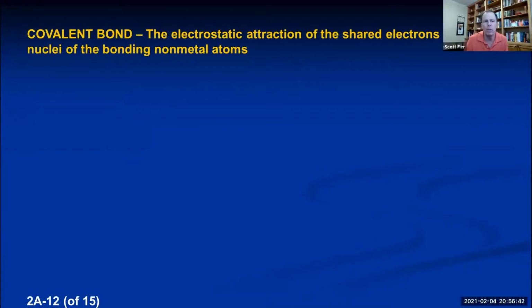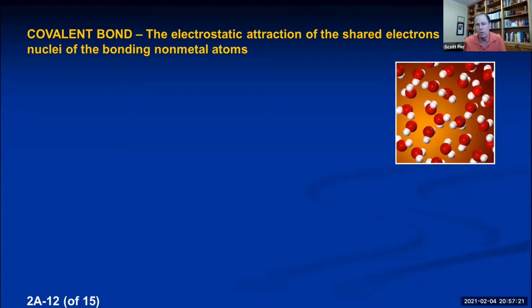And that attraction we call a covalent bond. And it's the electrostatic attraction of those two shared electrons, what we draw the dash for, to the nuclei of the bonding atoms on either side of it. So it's the electrostatic attraction of the shared electrons, that's the dash, to the nuclei of the bonding nonmetal atoms. And so now getting back a little bit to what Ms. Quigley talked about before, that causes these two chlorine atoms now to make a unit. You can't pull them apart. They now move around as that unit.